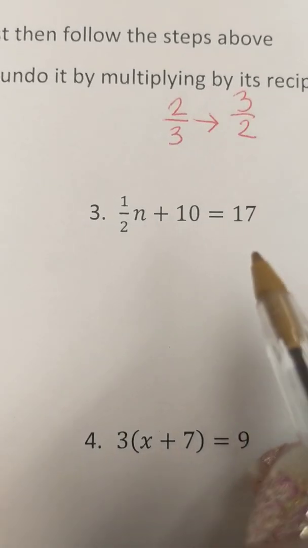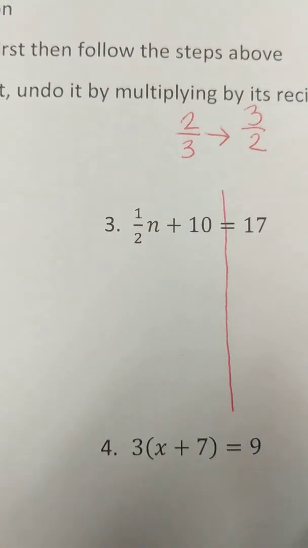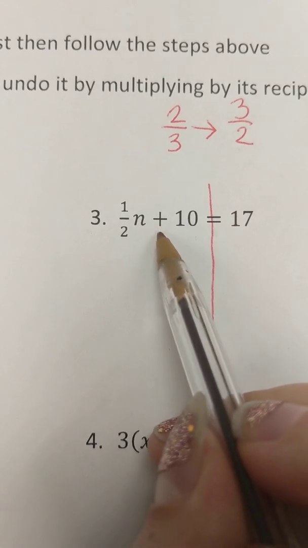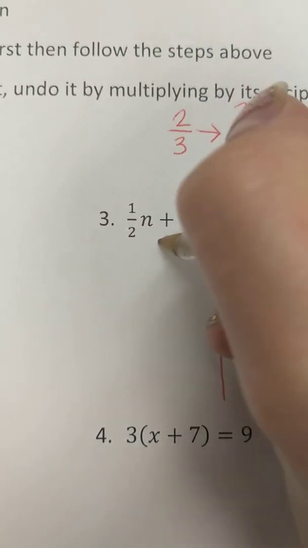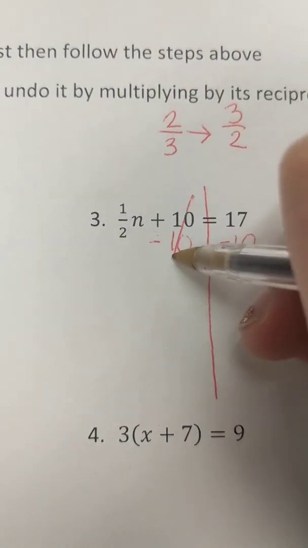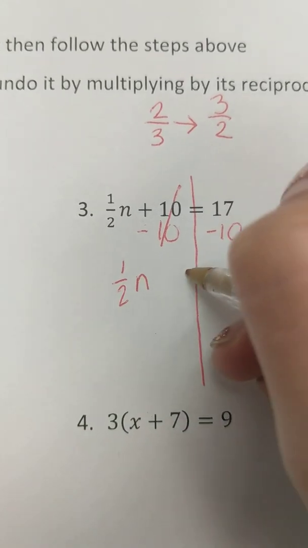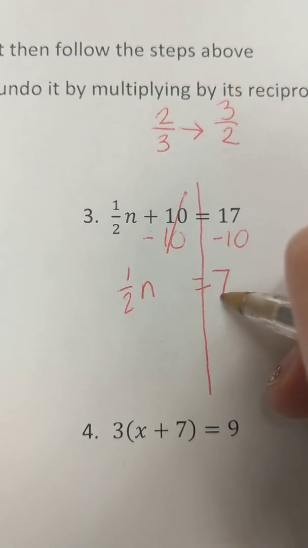Number 3, draw my line through the middle. Get rid of my addition or subtraction. I have addition, so I'm going to subtract 10 from both sides. 10 minus 10 is 0. So I have 1/2 n equals 17 minus 10, which is 7.